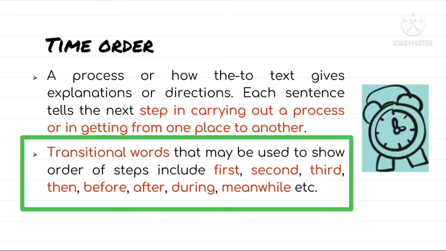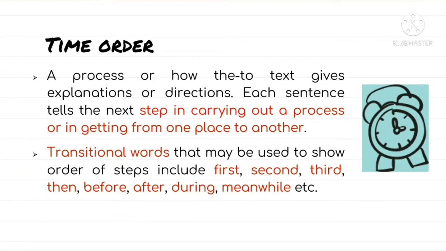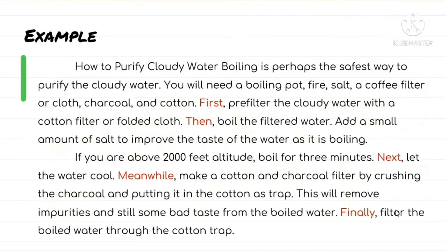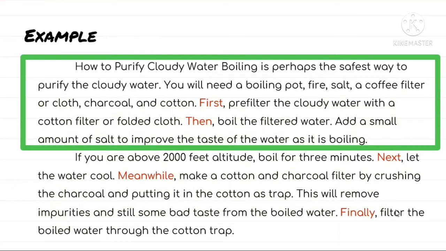We can also use transitional words, for example, first, second, third, then, before, after, during, and meanwhile. It gives you an idea what is the first step in order to move to the next task. So that is how time order works. For example, let's read this paragraph.